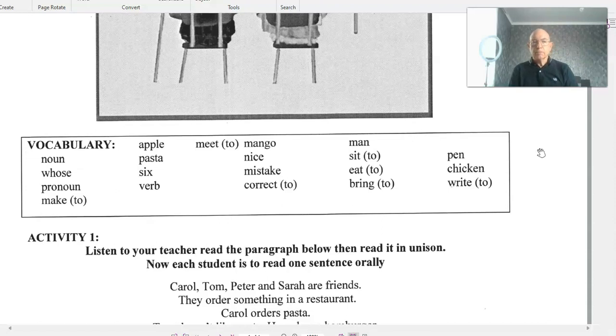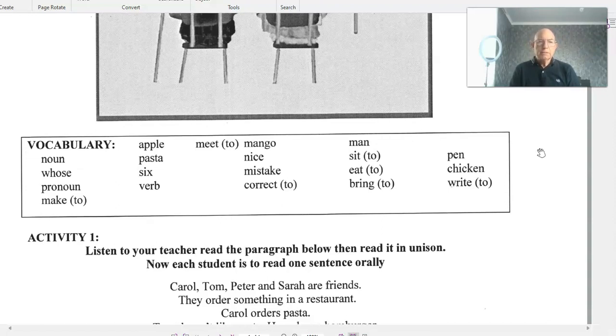Again, the infinitive of this is to meet. Mango is a fruit that is mostly found in tropical areas. You probably at least have tasted mango juice, which is quite popular, even if you've not actually been to a country or a region that grows mangoes. Man, as opposed to woman.